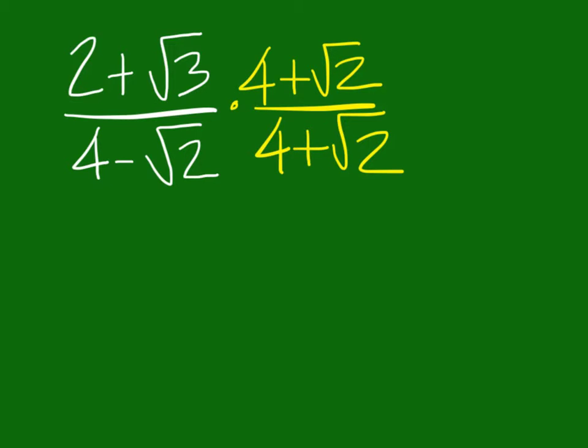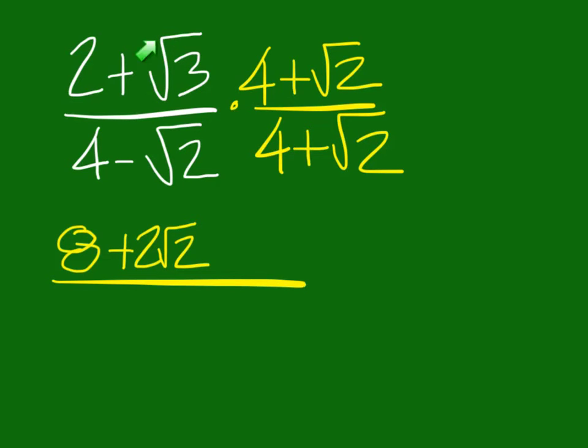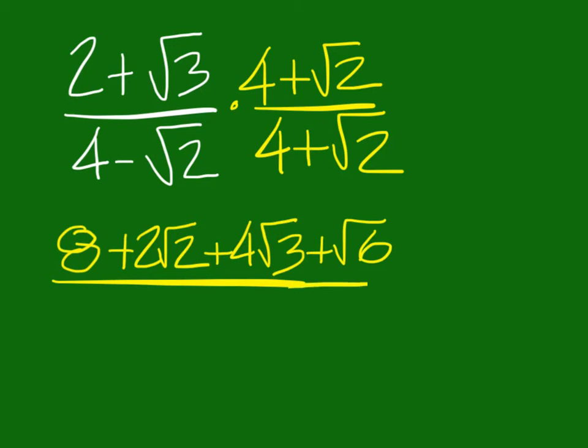Now, on the top, you have to multiply 2 by 4. 2 by 4 is 8. And then 2 by square root of 2 to get plus 2 square root of 2. Then shift to the square root of 3. Square root of 3 times 4 is going to be plus 4 square root of 3. And then square root of 3 times square root of 2 is going to be square root of 6.